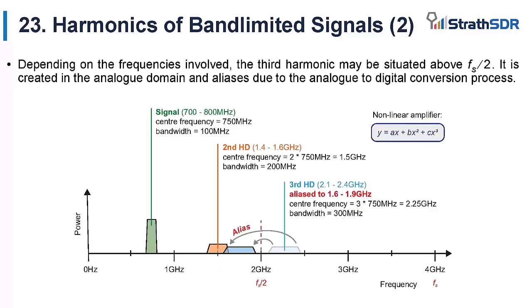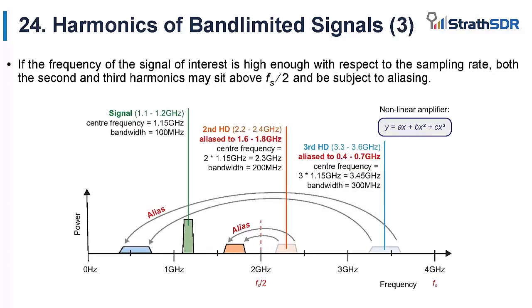Supposing now that our signal was at a higher center frequency, although still with a bandwidth of 100 MHz, then our second and third harmonics would be at 2 times and 3 times this center frequency. With a sampling frequency of 4 GHz, the third harmonic band would actually reside above Fs/2, between 2.1 and 2.4 GHz. This band would then be aliased and would be observed between 1.6 and 1.9 GHz. As you can see, it's adjacent to the second harmonic band here.